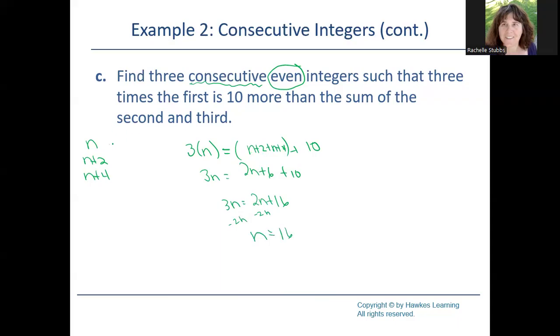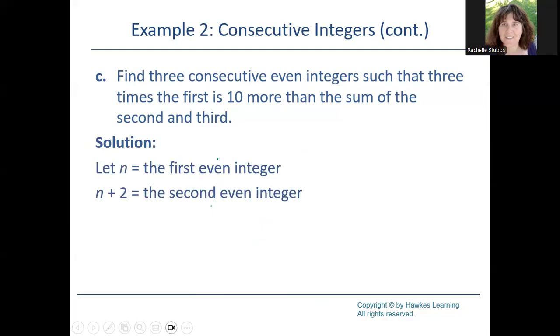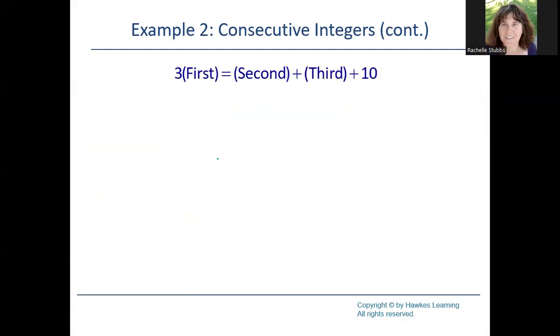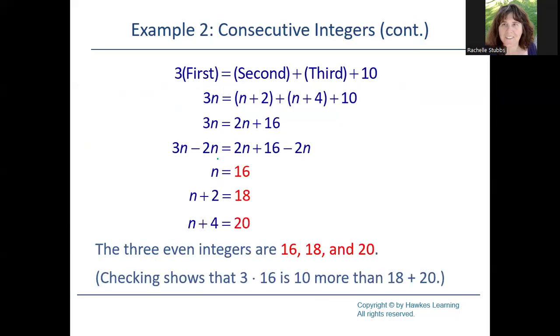So I'd have an even number of 16. The next even number would be 16 plus 2 is 18. And the next even number would be 20. And so those would be my 3 numbers. We multiply that. There we go. And they're going to check it for us. And that is the end.